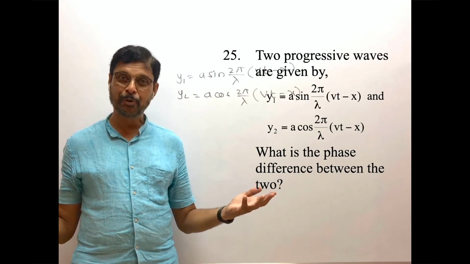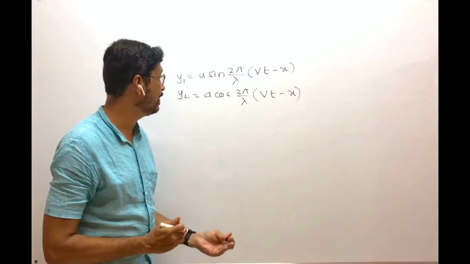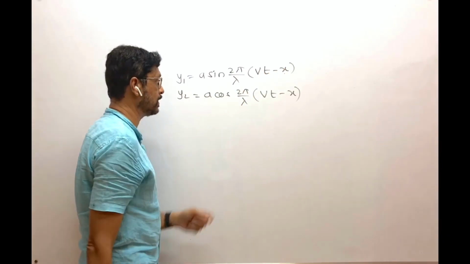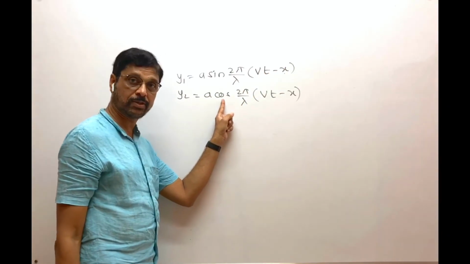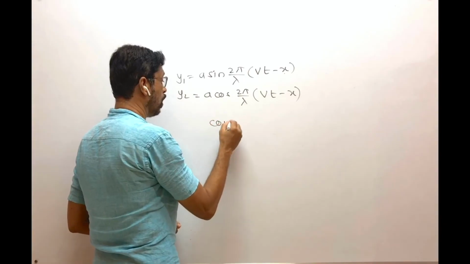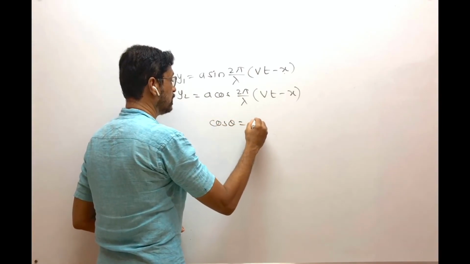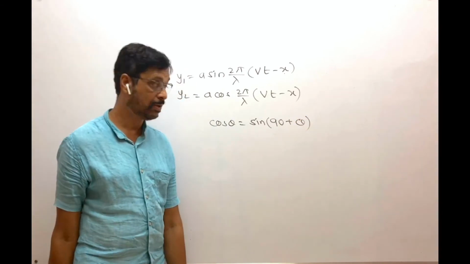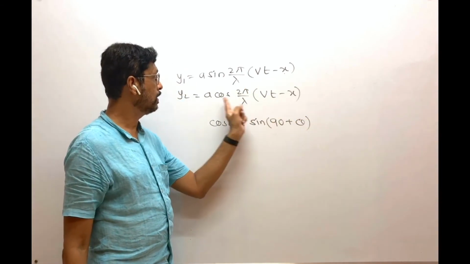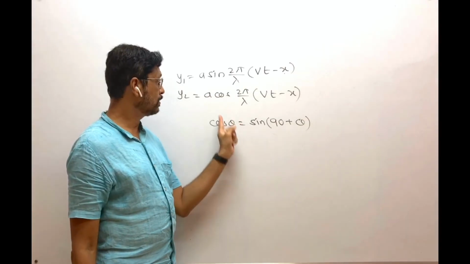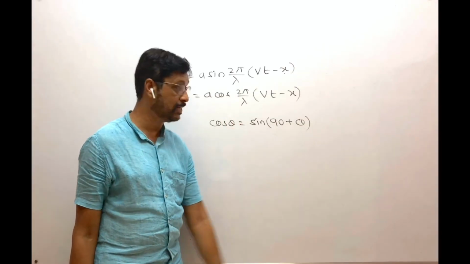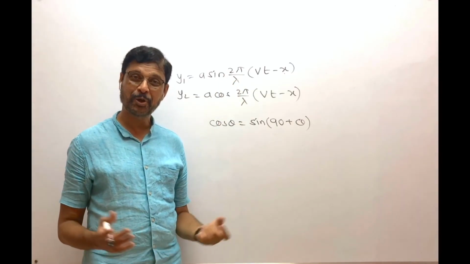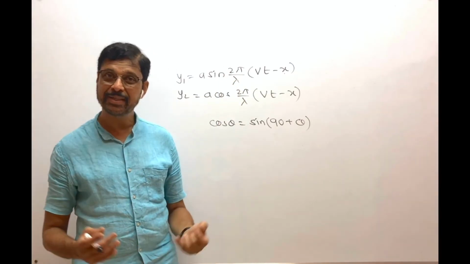I think there is no need for any explanation. This is a sine 2 pi by lambda vt minus x. This is a cos, and cos theta होता है sine of 90 plus theta. बाकी सब तो वही है, right? So cos theta is sine of 90 plus theta. मतलब इन दोनों में फेज डिफरेंस कितना है? Obviously 90 degree, that is pi by 2.